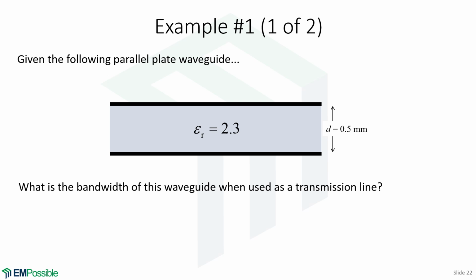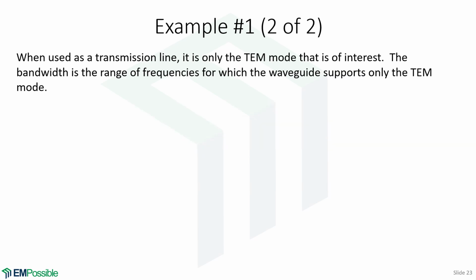Now I'm going to ask the question, what is the bandwidth of this waveguide when it is used as a transmission line? When I say it is being used as a transmission line, that means we only want the TEM mode. We don't want the TM1, 2, 3, or any of those higher order modes. We only want the TEM mode. Or if I'm talking now just in terms of TE and TM, it's the TM0 mode. And we don't usually ever want a multi-moded transmission line. So we can calculate the bandwidth by finding the cutoff of this next higher order mode.